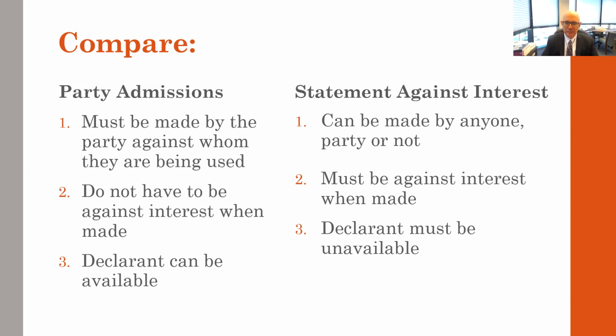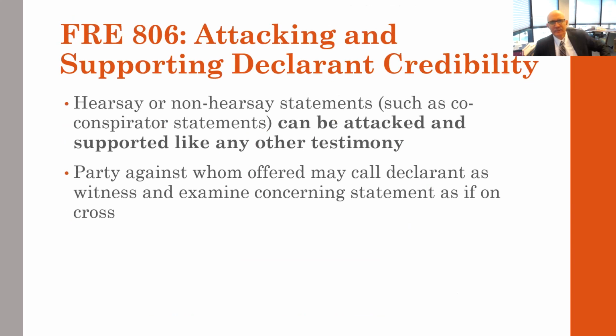As I wrap up, as far as hearsay exceptions, it is very important to keep in mind Federal Rule of Evidence 806, which is attacking and supporting a declarant's credibility. A hearsay statement or a non-hearsay one, such as a co-conspirator statement, a hearsay exclusion statement, can be attacked and supported like any other testimony. If the government brings in hearsay evidence, you can treat that declarant as if that declarant has testified. You can bring a prior conviction. You can present opinion and reputation testimony about that individual being a liar. You can treat them as if they were a witness that testified on the stand.